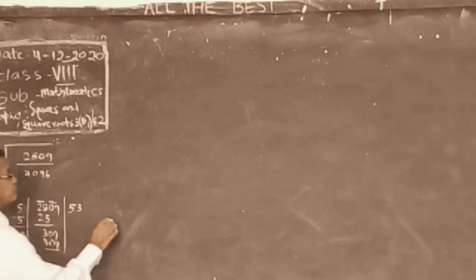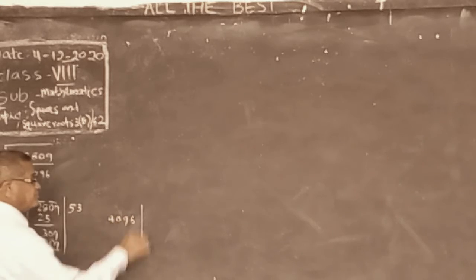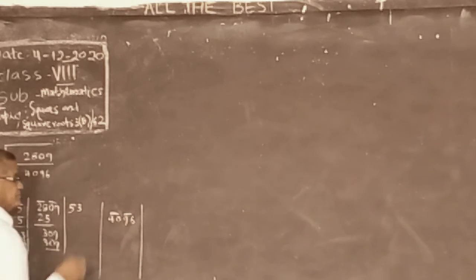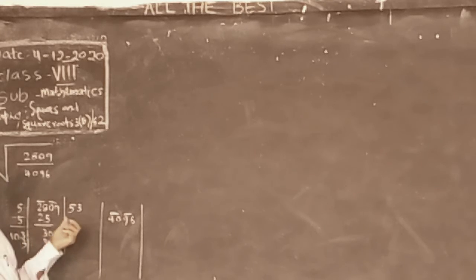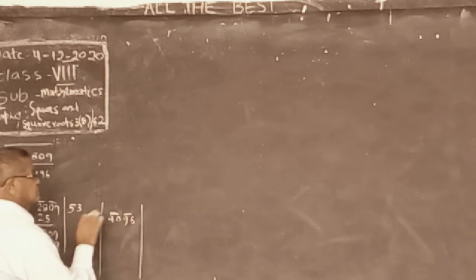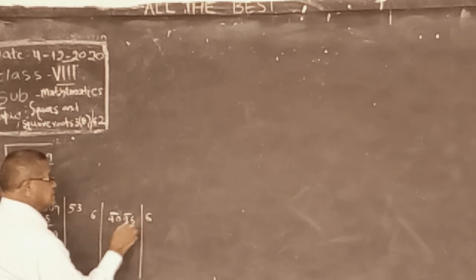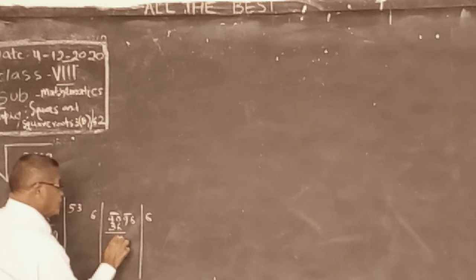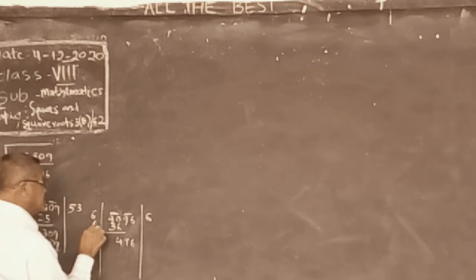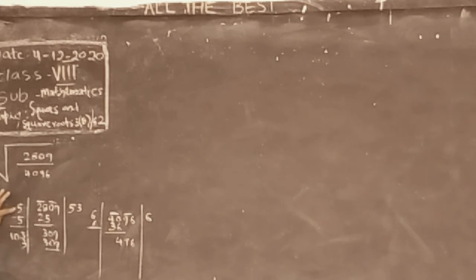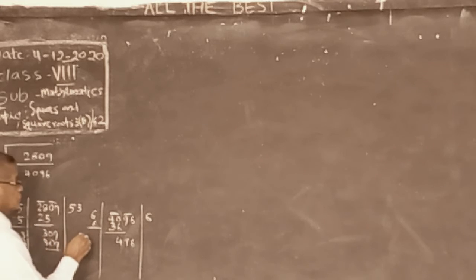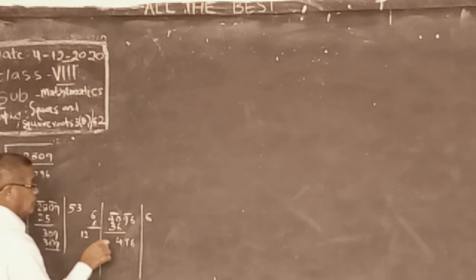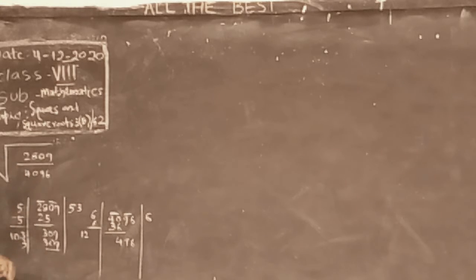For the denominator, 4096. So make pairs, 40 is there. Read the table. 5 5s are 25. 6 6s are 36. 7 7s are 49, not going. So 6 6s are 36. Remainder 4 96. Repeat the same number. Here 6 we are taking. Repeat the same number, 6 6 repeat. So this is 12. Now the last digit is 6. It is possible with 4 or 6.